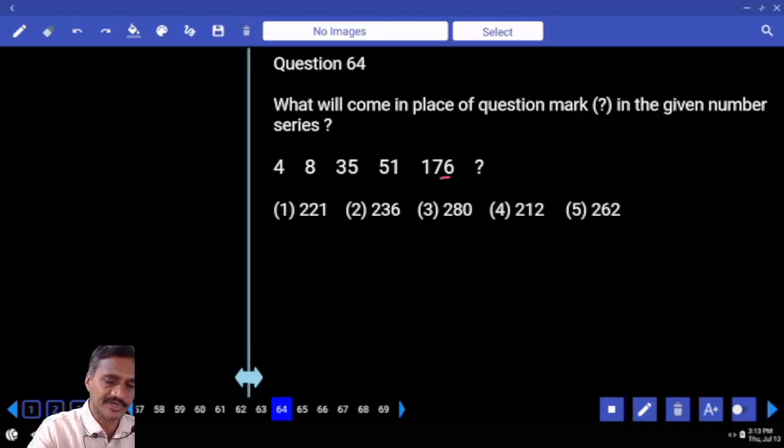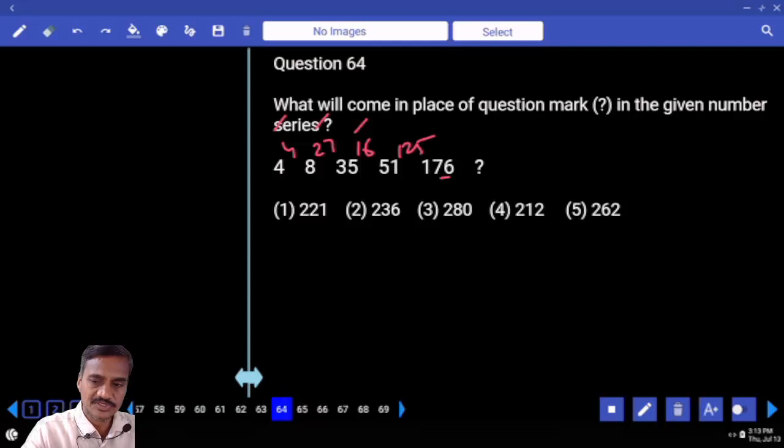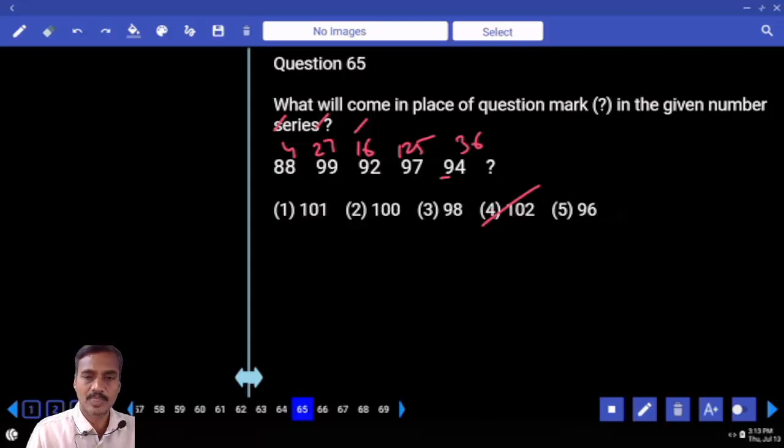Next difference 27. Next 35, 16. 2 square, 3 cube, 4 square, 5 cube, 6 square. Now 6 square, last digit is 2. Then what is your answer here? 212. Then 65. Now in the 65, 88 and 99.